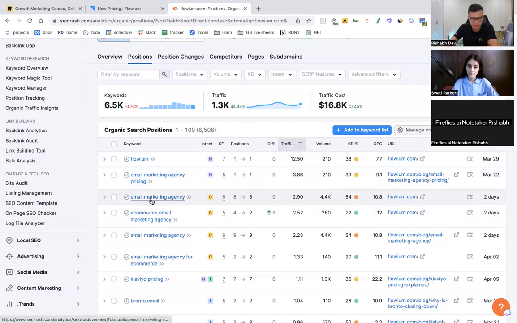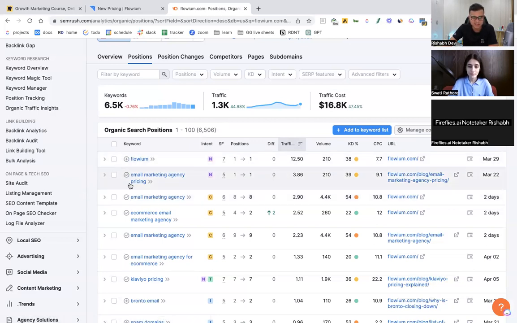And then this is even better, email marketing agency, because this is a commercial keyword. People who are searching for this keyword are typically looking for an email marketing agency. Unfortunately, some of those people might be looking to join an email marketing agency as a job. But there will be some people out of that who will be looking to hire them. So you can see that I've already added these keywords to my lists, but you can basically just add keywords here to your lists.